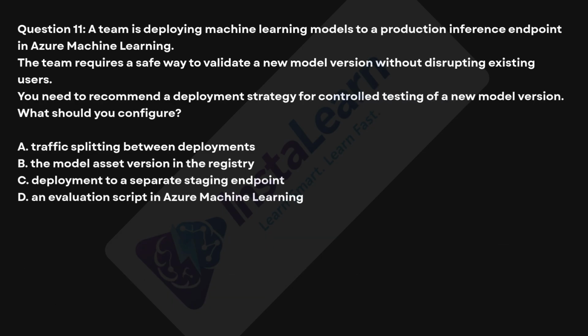Question 11. A team is deploying machine learning models to a production inference endpoint in Azure Machine Learning. The team requires a safe way to validate a new model version without disrupting existing users. You need to recommend a deployment strategy for controlled testing of a new model version. What should you configure? A. Traffic splitting between deployments. B. The model asset version in the registry. C. Deployment to a separate staging endpoint. D. An evaluation script in Azure Machine Learning.